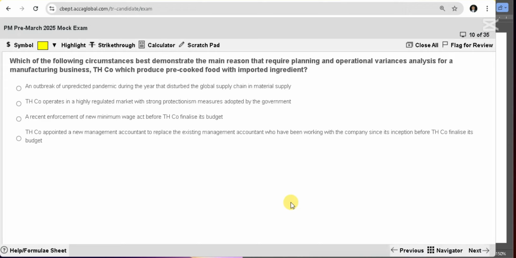Next. Which of the following circumstances best demonstrate the main reason that require planning and operational variances? You know, when we make planning and operational variances, once we start the year, once we start implementing our plan, due to some reason, if the plan is outdated, if any factors change, then we have to change the plan, change the budget, then it gives us planning and operational variance. So they are asking, in which of the cases you need planning and operational variances? An outbreak of unpredicted pandemic during the year that disturb the global supply chain. Of course, that will demand your plans to change. Then you need to recalculate your variances.